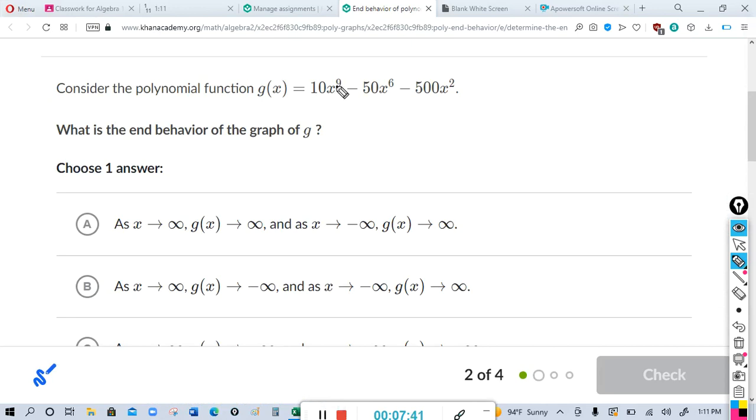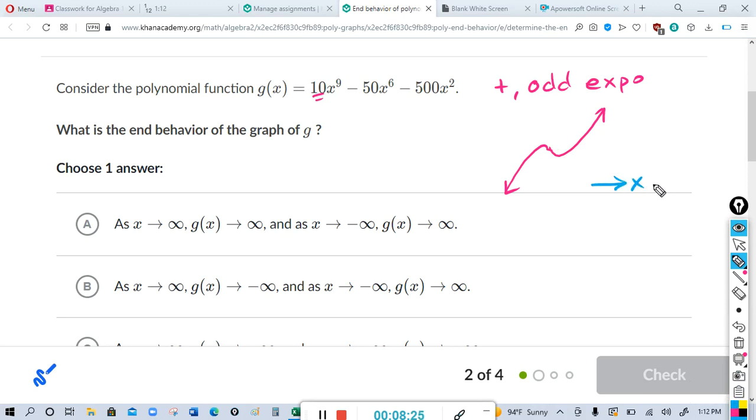So, greatest exponent, x to the 9th. 9 is an odd number. I'm sorry, I meant to say greatest exponent. We have an odd exponent. And the coefficient in front is 10. That's positive. So it's a positive coefficient and an odd exponent. That means the graph is going to be like this. So going in this direction, I'll do it in a different color.